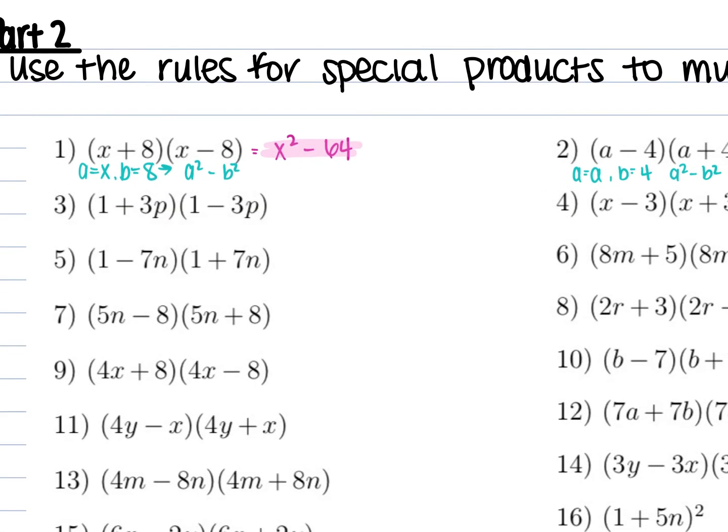For number 3, we have 1 plus 3p times 1 minus 3p. So your a in this is 1. Your b is that 3p. So this is going to give us 1 squared minus 3p squared. The 1 squared is 1. Minus 3p raised to the second power is 9p squared. So 1 minus 9p squared.